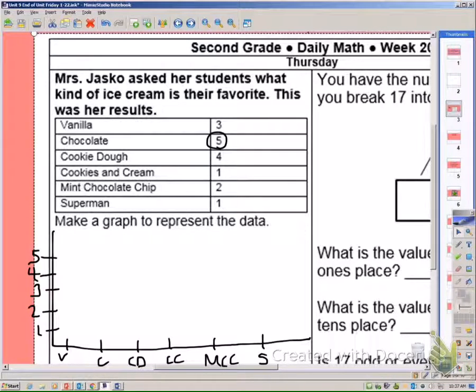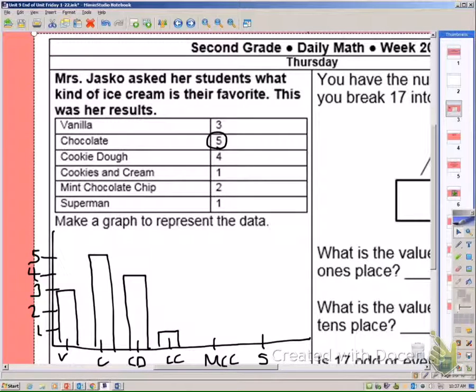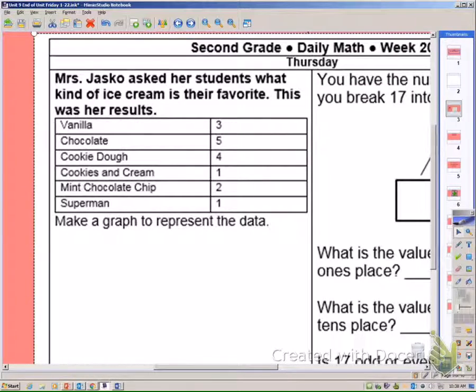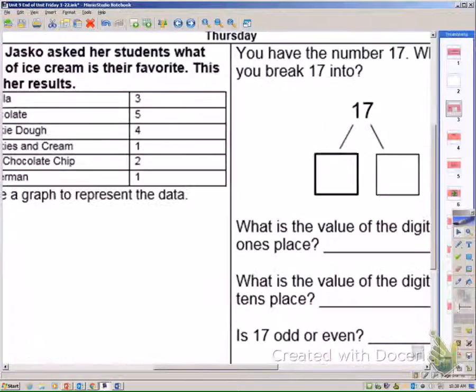So I'm going to put 3 students like vanilla, 5 students like chocolate, 4 students like cookie dough, 1 student likes cookies and cream, 2 students like mint chocolate chip, and 1 student likes Superman. Okay? Now let's go and look at the next one.